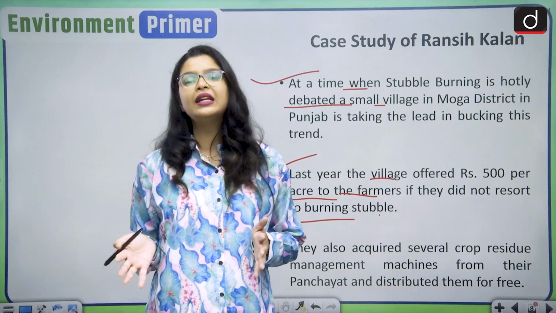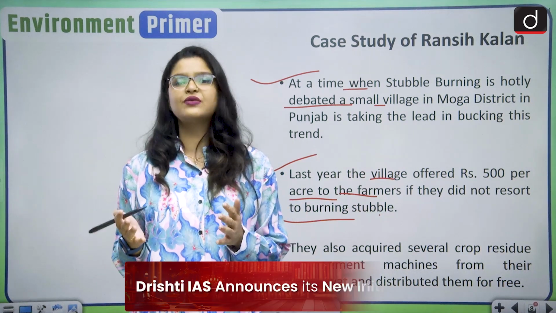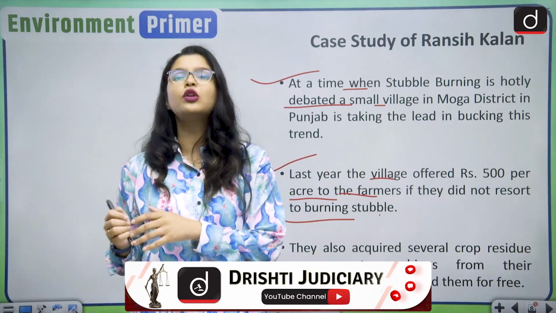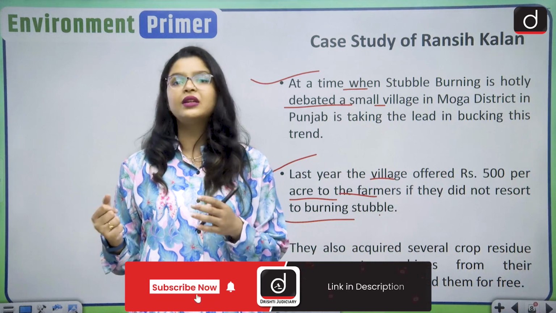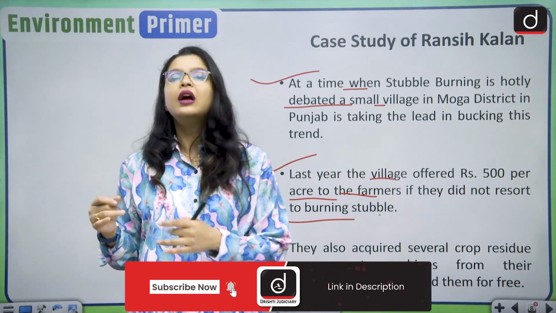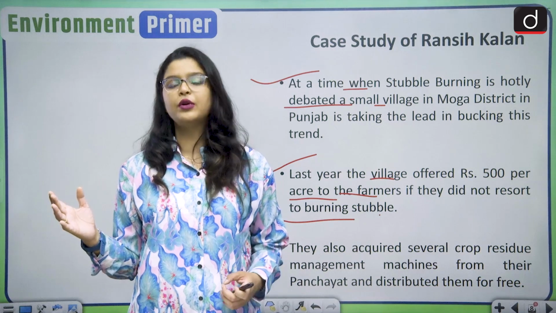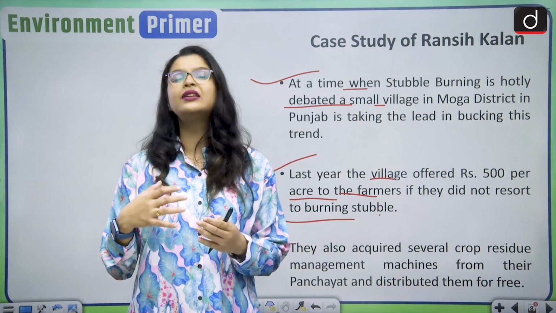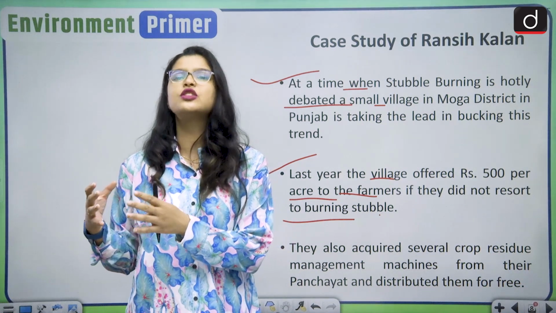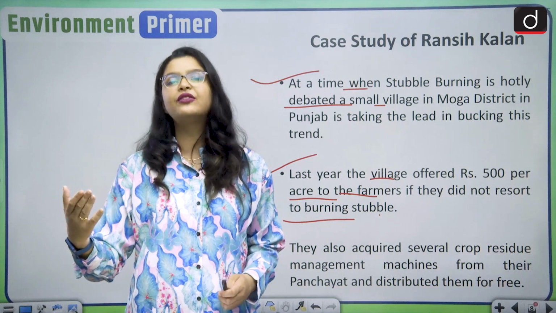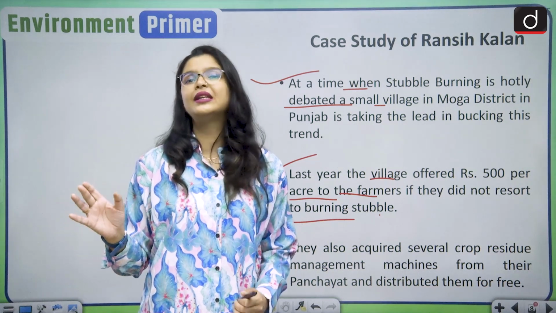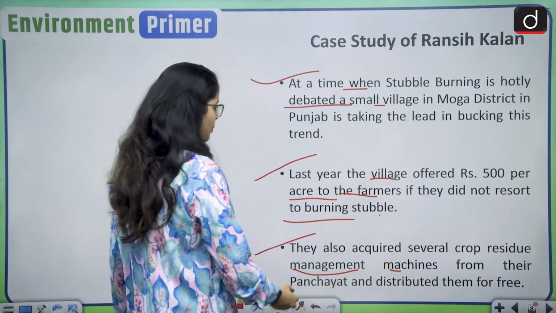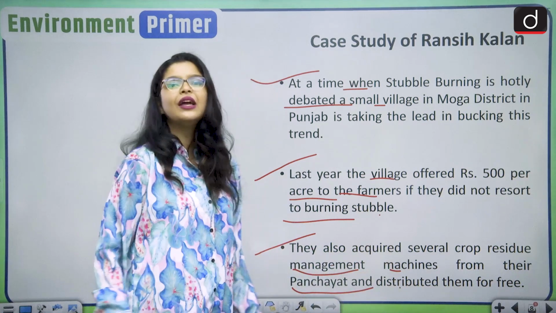So this is a very great initiative taken by the people of this village, that they offer rupees 500 per acre to marginalized farmers who are not able to afford the residue burning machines or advanced technologies to prevent stubble burning, and hence they used to resort to stubble burning. So last year what did the people of this village do? They provided them monetary benefits so as to stop them from burning their stubble. Then they also acquired several crop residue management machines from their panchayat and distributed them for free.